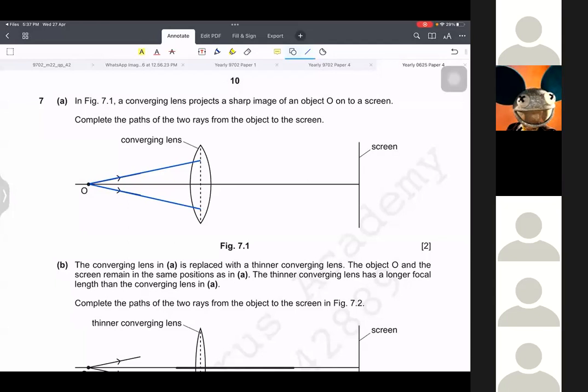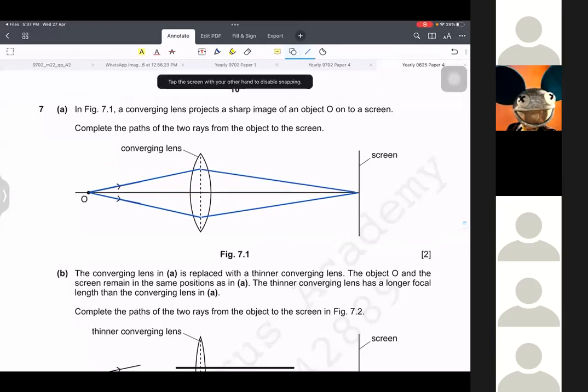Now, then they must bend because it will bend somewhere. So you draw a line on the lens because this is a converging lens. So it will converge them at a point like this. Because it says you have to make a sharp image on the screen, it means both rays must converge here. And then you make arrows. Okay, please do make arrows.